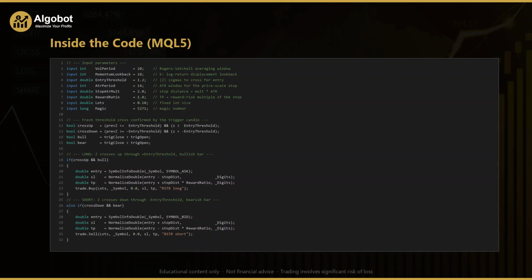Now the long block. When cross-up and bull are both true, the code reads the ask price as the entry, sets the stop-loss one stop distance below it, and places the take profit at the entry plus the stop distance times the reward ratio. Then it calls trade.buy with those levels attached. The short block is the exact reverse.